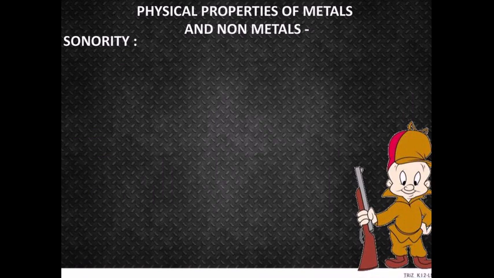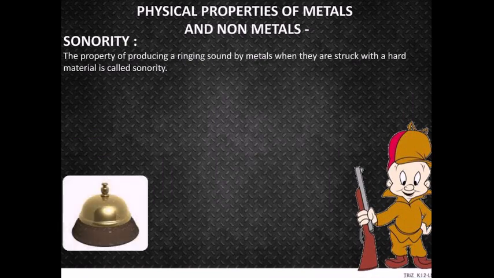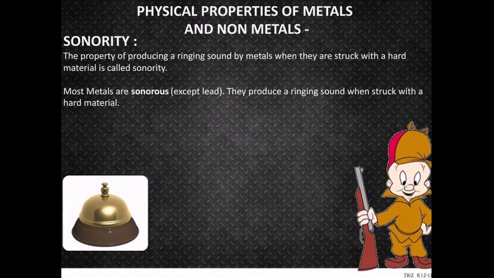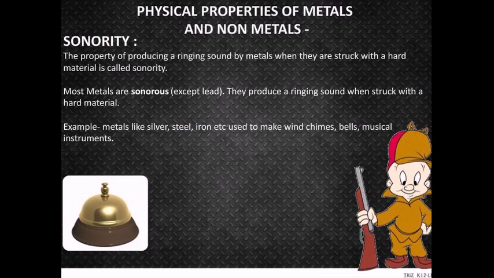Sonority. The property of producing a ringing sound by metals when they are struck with a hard material is called sonority. Most metals are sonorous, except lead. They produce a ringing sound when struck with a hard material. Example, metals like silver, steel, iron, etc. are used to make wind chimes, bells, musical instruments. Non-metals are not sonorous.